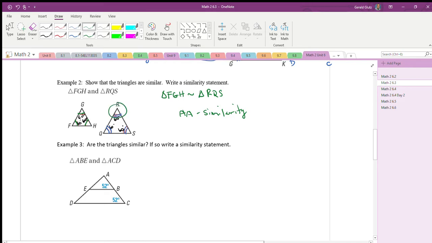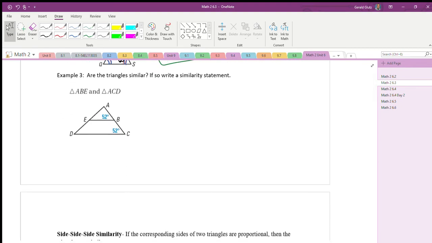So angle R, I'll just write over here. Angle R is congruent to angle G. Angle F is congruent to angle Q. So really they're all congruent to each other, so I could really put any letters in there since they're both equilateral triangles. So this would be our answer.